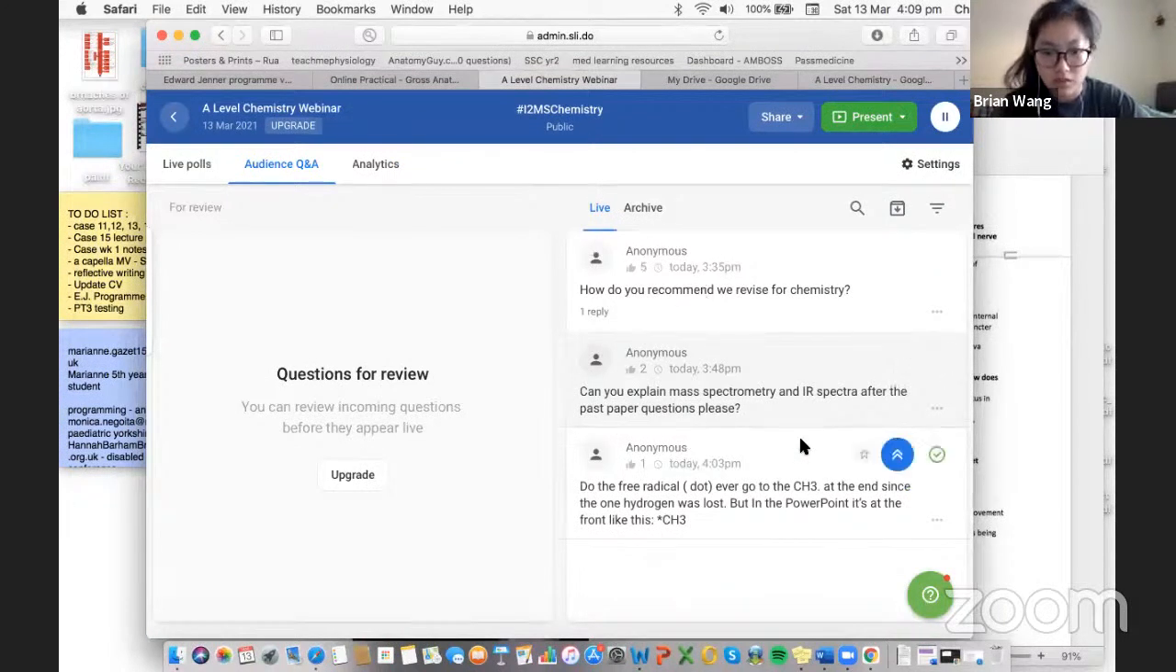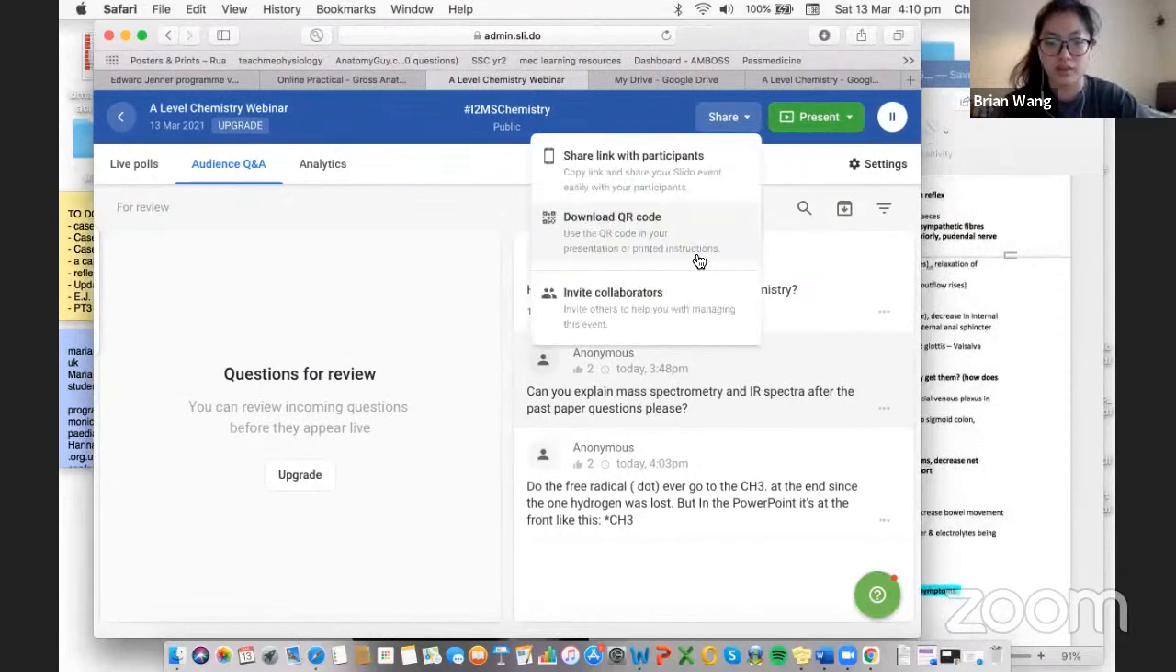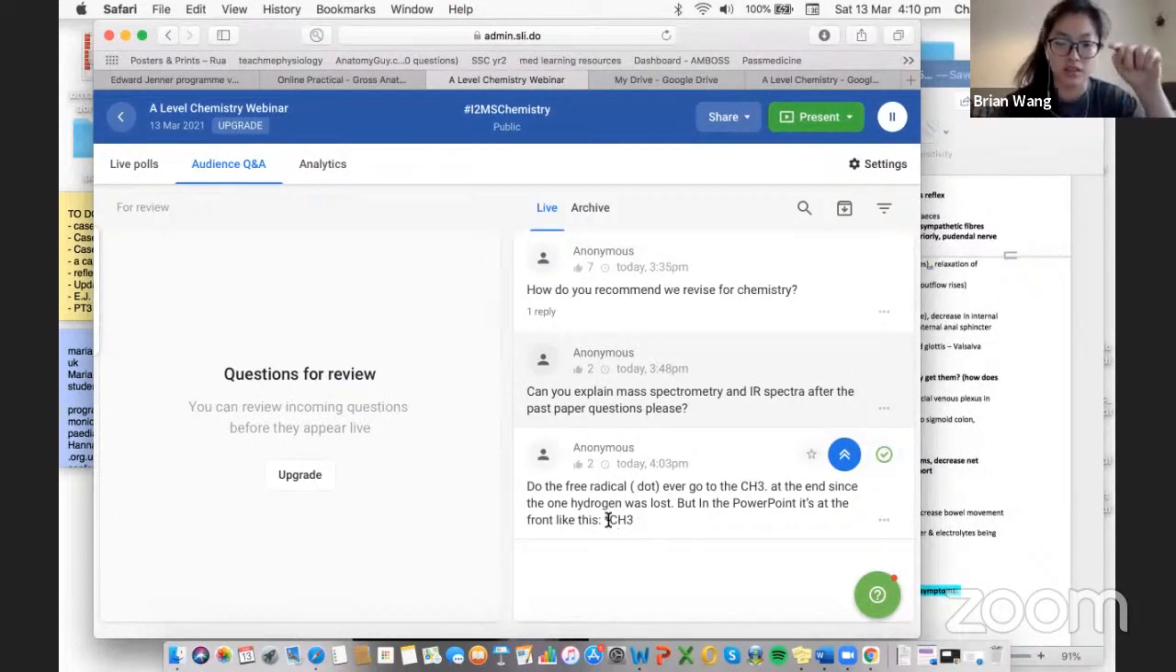In the meantime, for the questions: can you explain mass spectrometry and infrared spectra after the past paper question, please? I will get Rehaan to answer that question for you when he does his Q&A. And then, does the free radical dot ever go to CH3 at the end since one hydrogen was lost? In the PowerPoint it is at the front like this. Usually, if I'm not mistaken, the dot should go to the carbon at the back. But to be clear, I'm going to ask Rehaan to answer that as well.